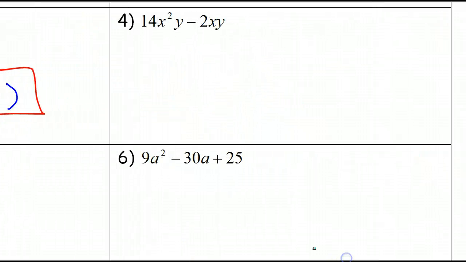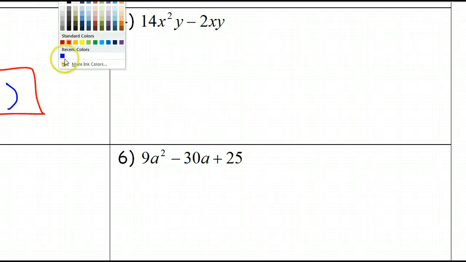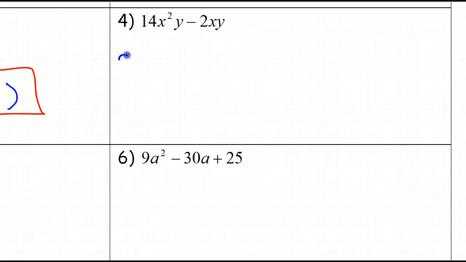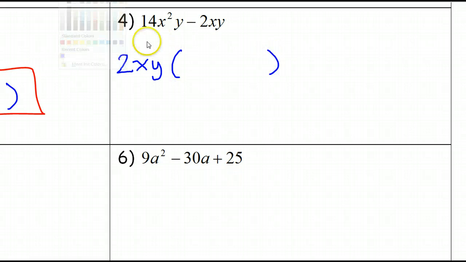Okay, number 4. I definitely see some common factor going on here. Both of these are divisible by 2. They both have x's and y's. So the GCF is 2. They both have at least one x, and they both have at least one y. So 2xy is my GCF. Let's see what that leaves inside. Now remember, to see what is left, I will divide.